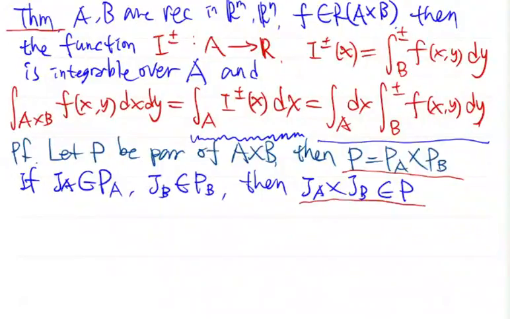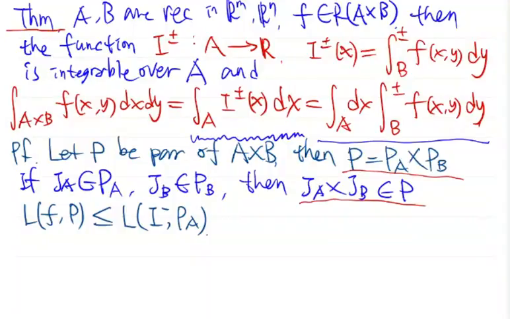Now we will show the first step of the proof; maybe I don't want to number my arguments. So the first step is that the lower sum of F with respect to P will not be greater than the lower sum of I minus with respect to PA. Okay, F is an n plus m variable function, so it is a function on A cross B. Under the partition P of A cross B, you can compute the lower sum. And there are I minus and I plus, but here we consider I minus.